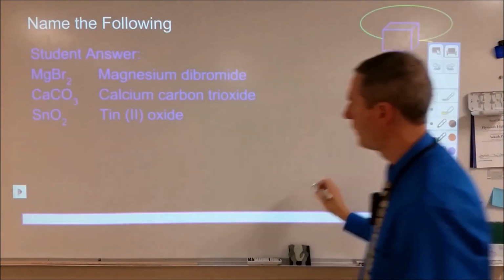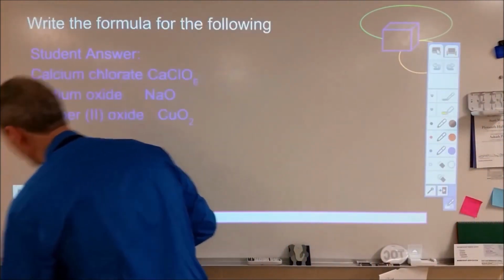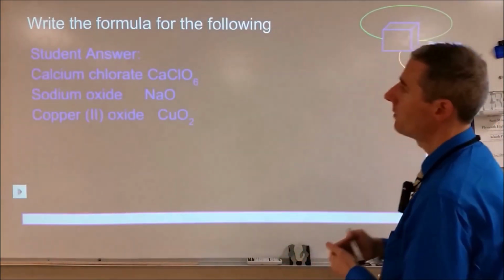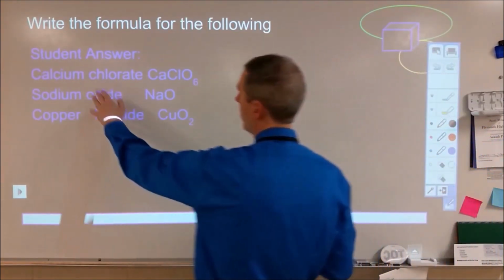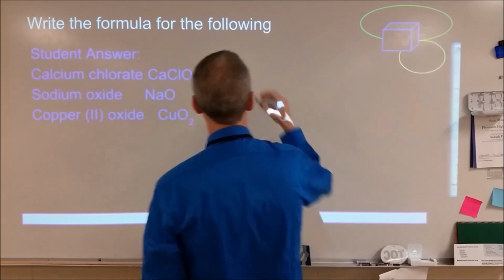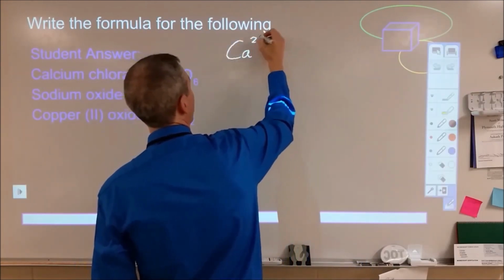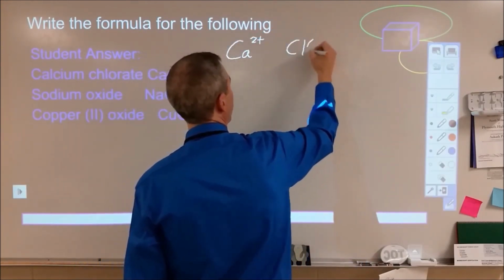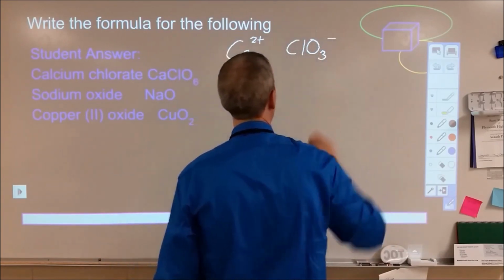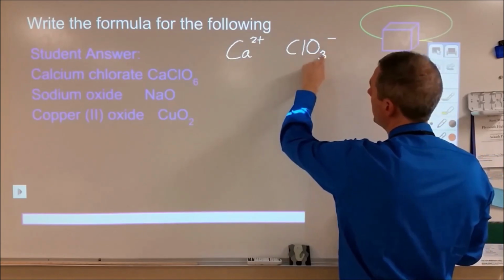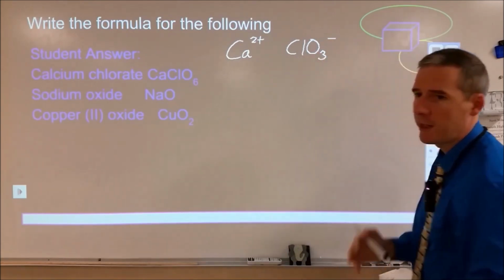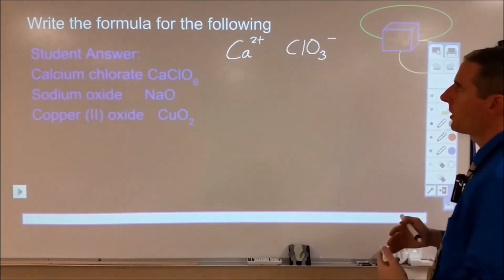Now let's go with the whole thing in reverse. So now we're going to go ahead and have some names given to the student, and we're going to go ahead and look at their answers for that. First one here is calcium chlorate, and we get CaClO6. So calcium is a 2+ charged ion. We can figure that out from the periodic table. Chlorate is a -1. So it appears what the student has done here is they've taken this and said, okay, we need 2 of these, but they've only doubled the oxygen. And that stems from a misunderstanding of what is a polyatomic ion.